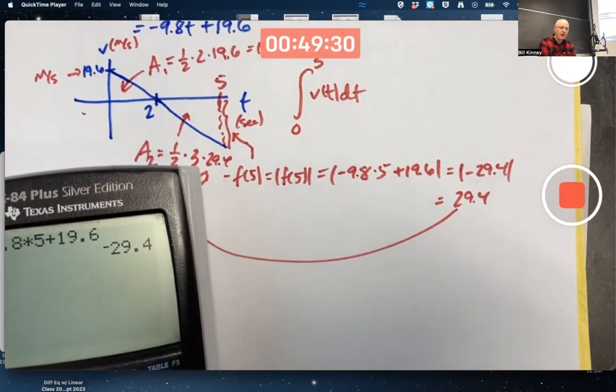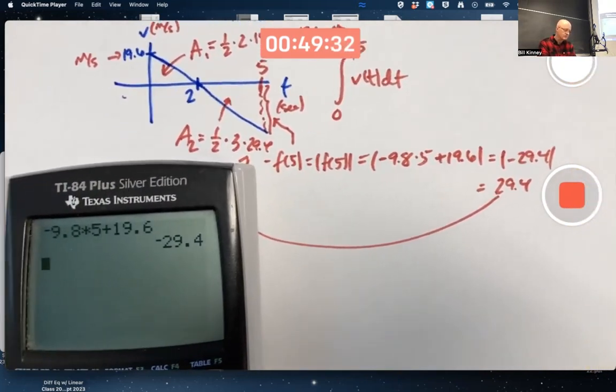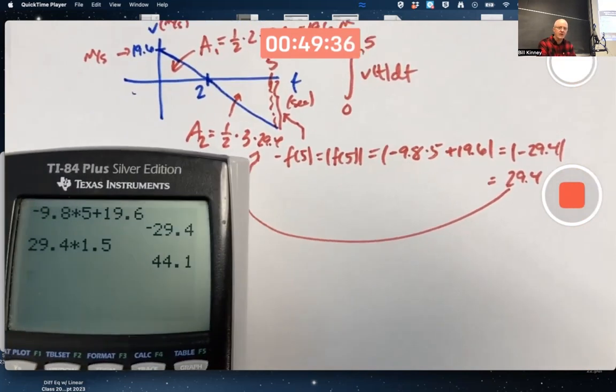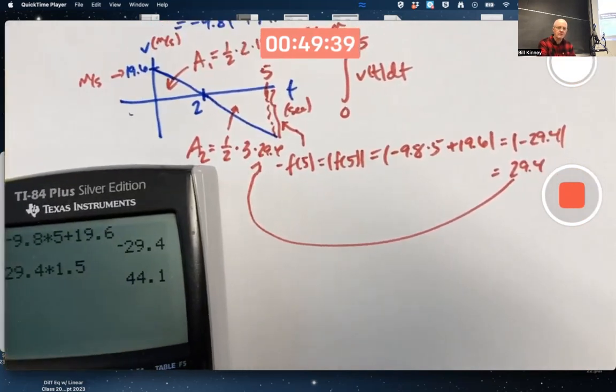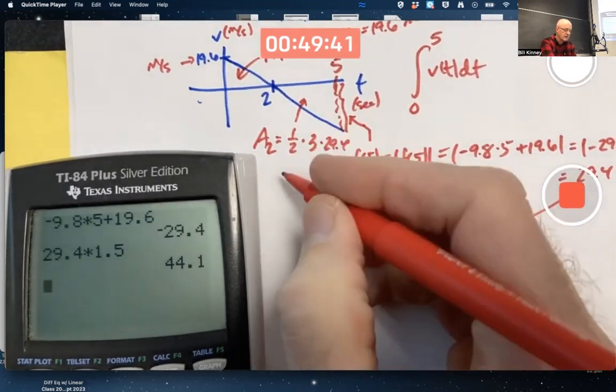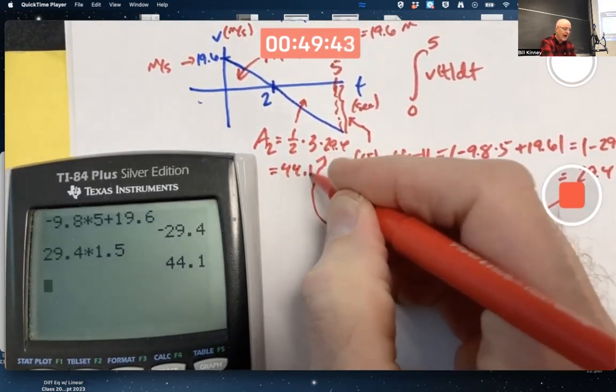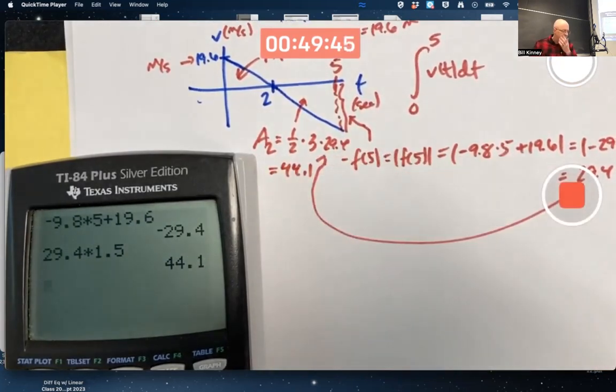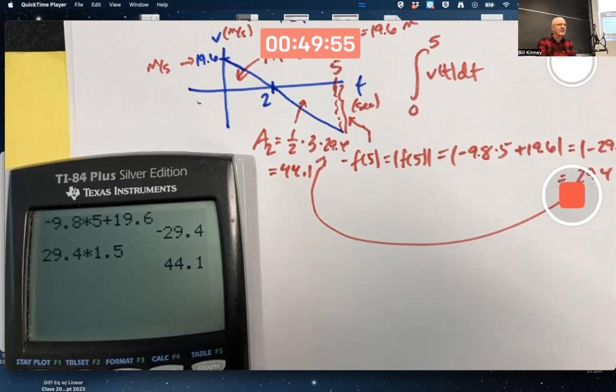1/2 times 3 is 1.5. The area of that triangle is 44.1. However, it contributes negatively to the integral. So maybe I shouldn't have taken the absolute value sign of that. I'm trying to make a conceptual point here.